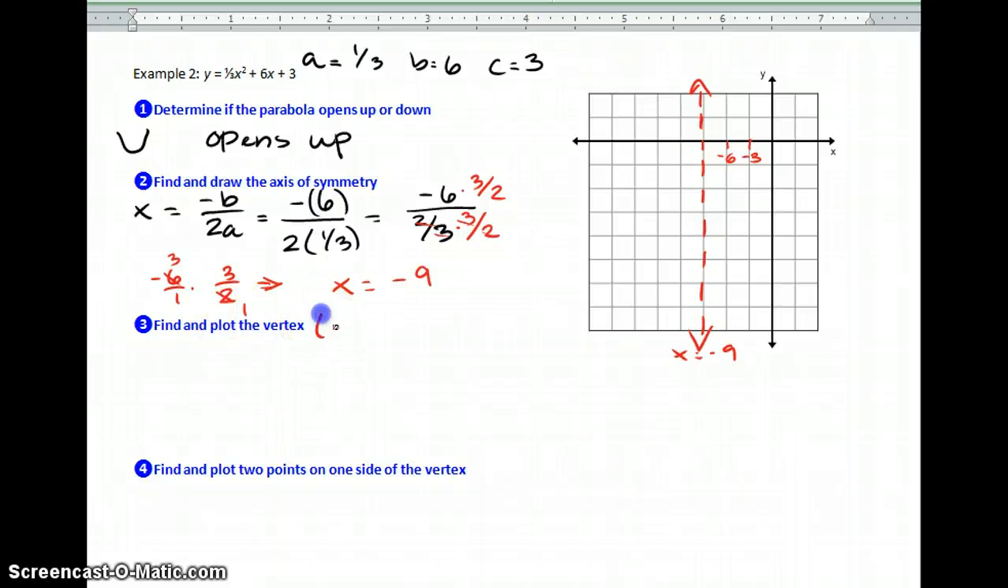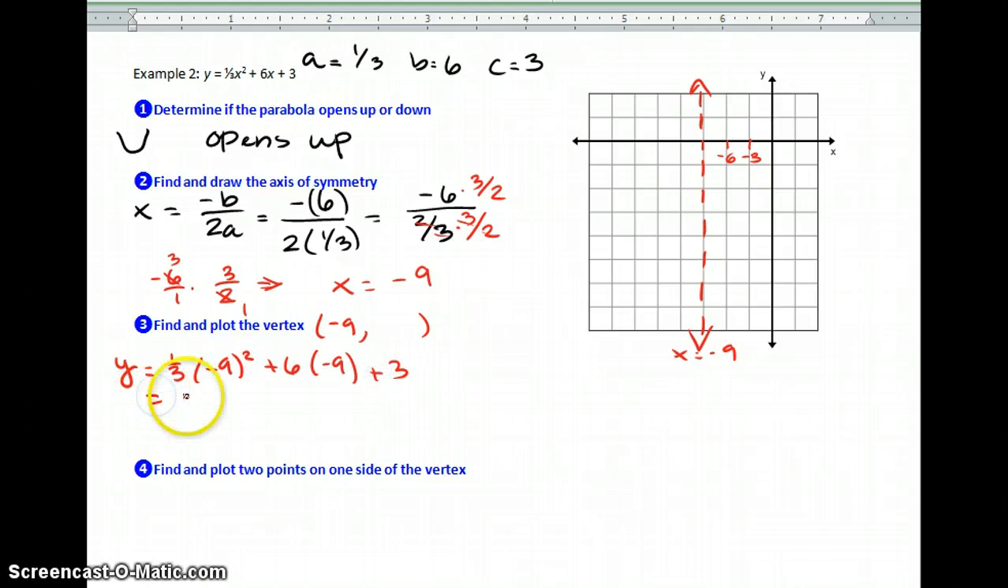So that's the x part of the vertex, negative 9. I need the y part of it. So we're going to plug back into our original equation. Y equals 1/3 times negative 9 squared plus 6 times negative 9 plus 3. 1/3 times 81 minus 54 plus 3, big numbers, 27 minus 54 plus 3, which equals negative 24.